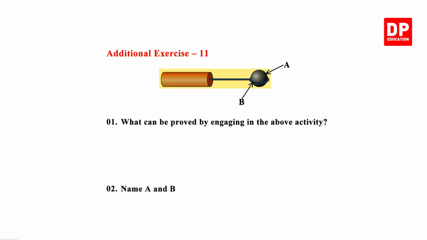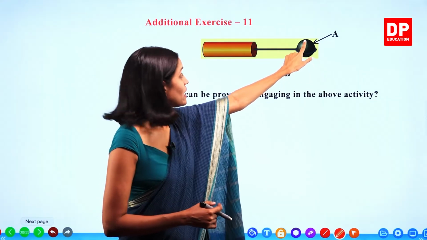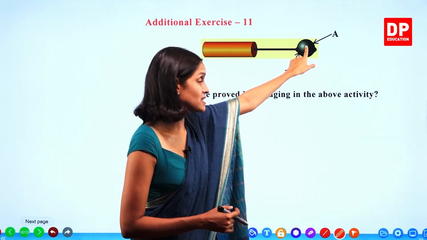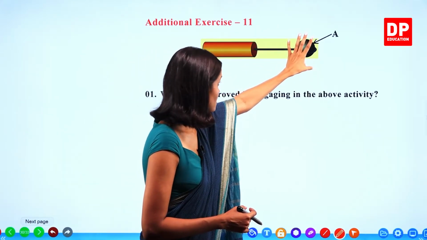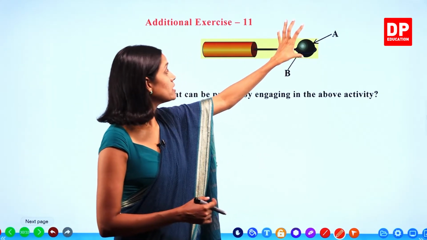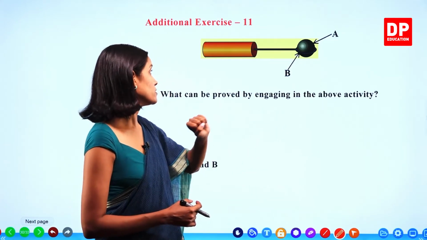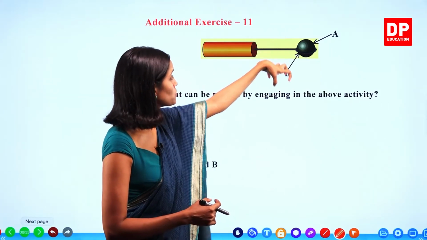Exercise number 11. Do you remember even this activity we all did? What can be proved by engaging in the above activity? Here, what did we do? We made a loop like this. This B is an iron loop, and during the activity we used as A an iron ball. You can even use a marble, okay? Originally when we place this iron ball on the loop, it does not go through the loop, right? Which means the loop is smaller than the iron ball. That is why the ball cannot go through the loop.